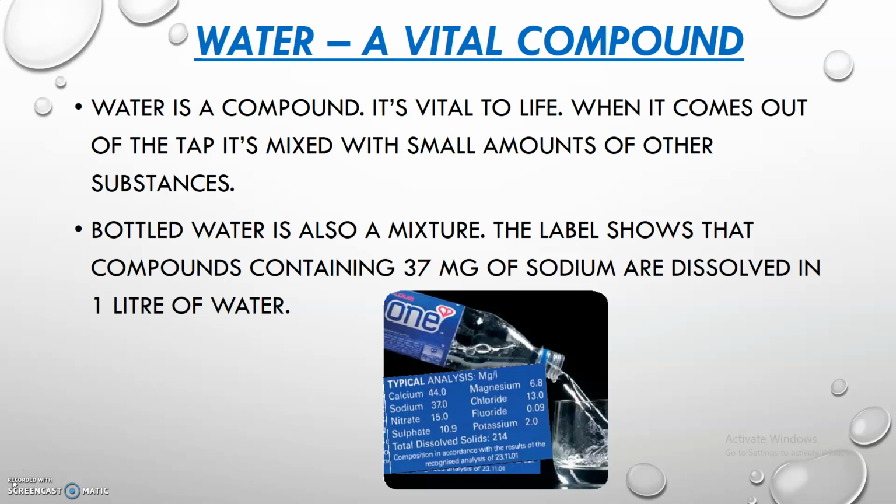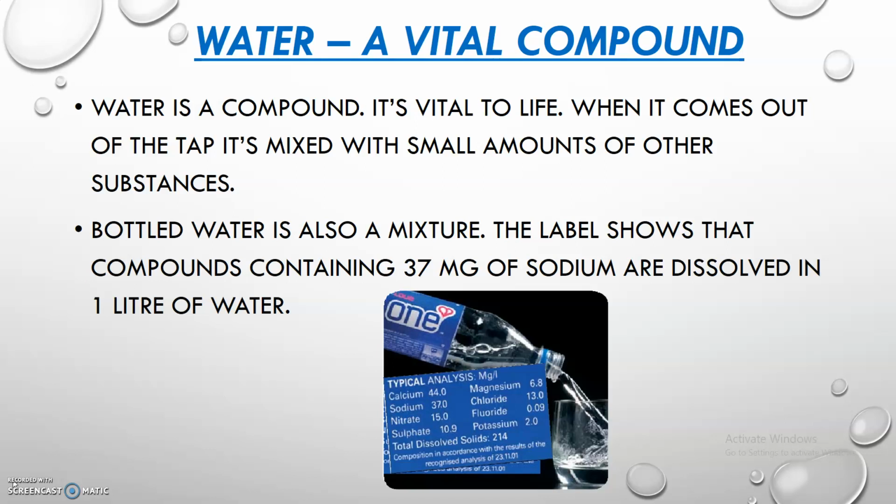Next important compound is water. Here you studied one example for a vital element, that is oxygen. Now next is one example for a vital compound, that is water, H2O. How is it becoming a compound? Two atoms of hydrogen combined with one atom of oxygen. So different atoms are present. So it is a compound. Water is a compound. It is vital to life.